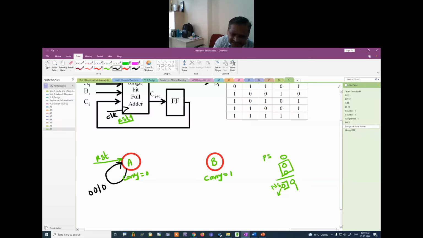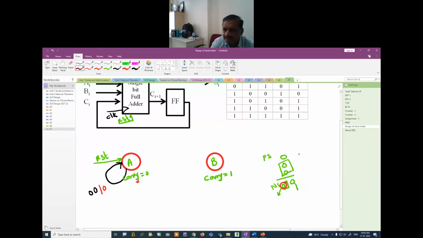Output is 0. In the Mealy state diagram, we write outputs something like this. If inputs are 0, 0, output will be 0. And what is the next state? What is the next carry? Carry is equal to 0. Means we will remain in the same state, because here also we have carry equal to 0. Are you getting me?